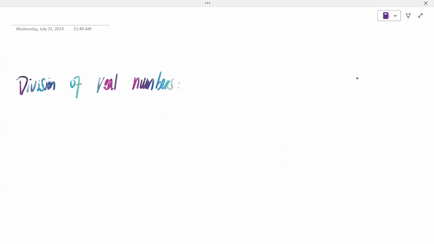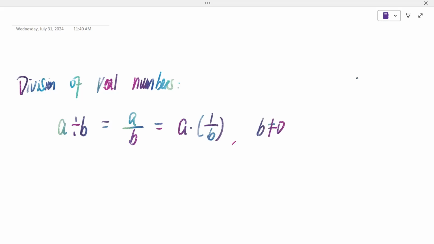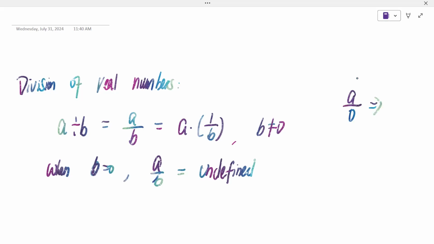Typically, we're going to see something like this, right? A divided by B is equivalent to A over B. Then you can also write this as A times 1 over B. And here, we want to make sure B is not 0. B cannot be 0. So the division rule is that when B equals 0, then A over B is undefined. So anything over 0 is undefined. Any number over 0 is undefined.